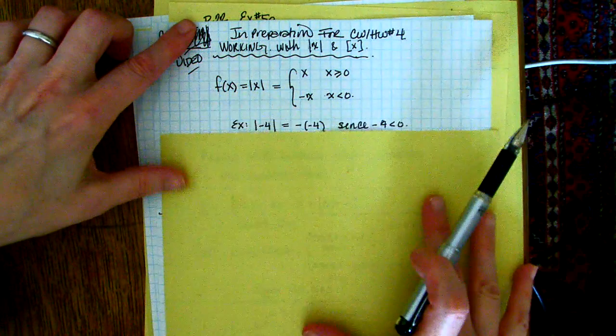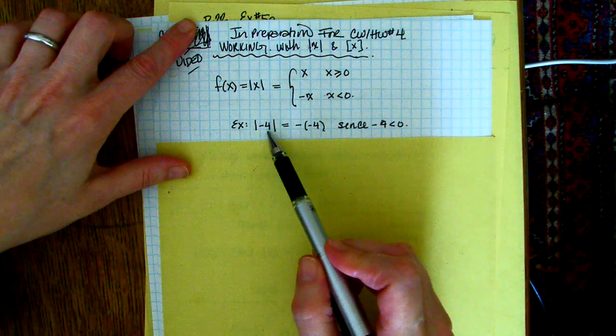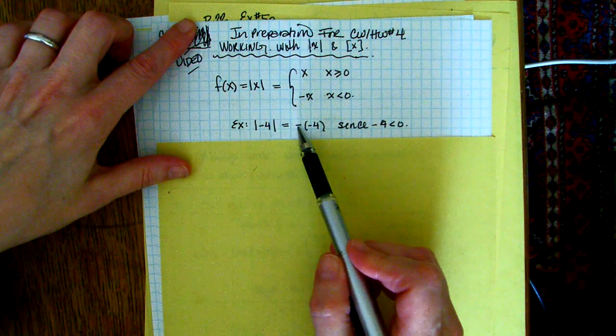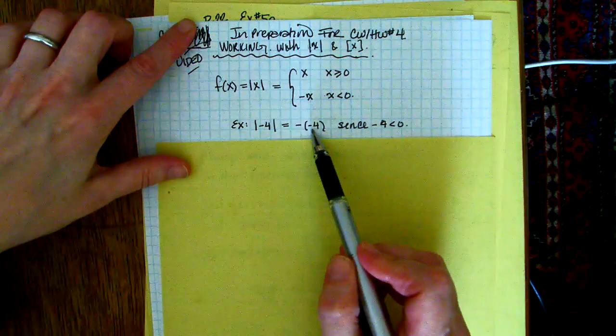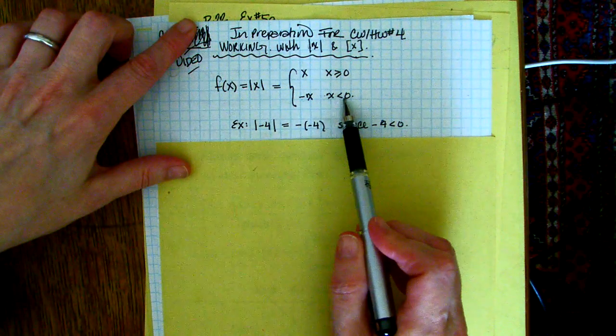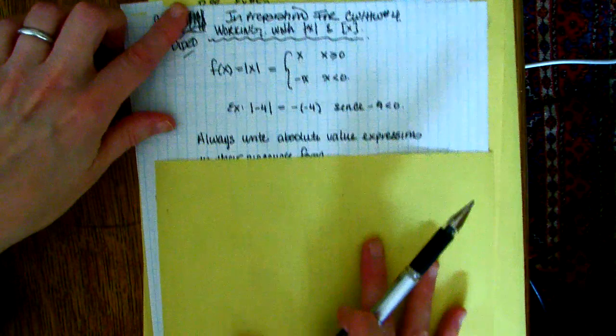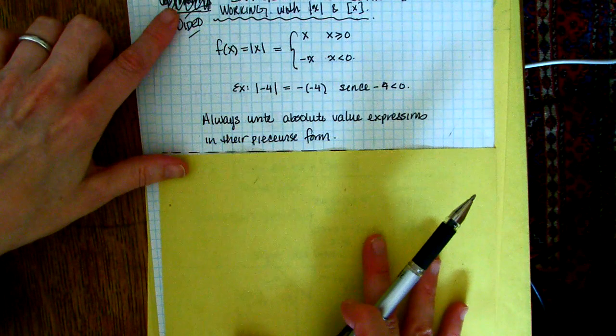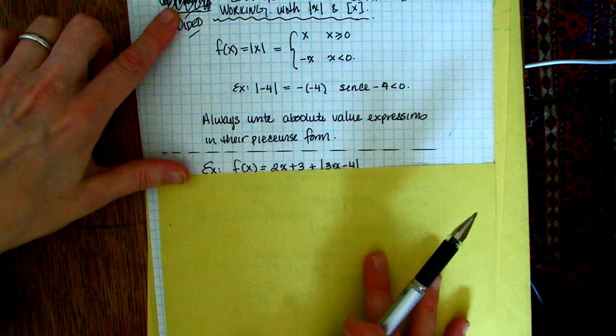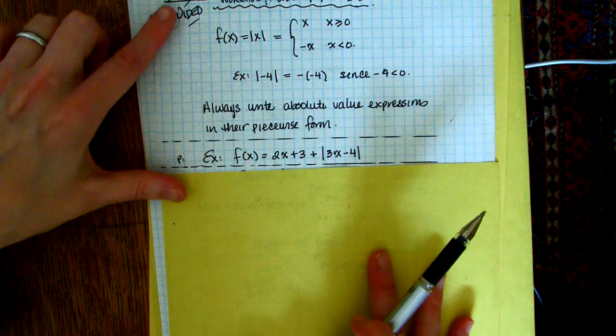So here's an example, like absolute value of negative 4 is 4 because you're taking the opposite of negative 4, because negative 4 is less than 0. Okay, always write absolute value expressions in their piecewise form. Here's an example that I want you to try. Pause the video and try it yourself.